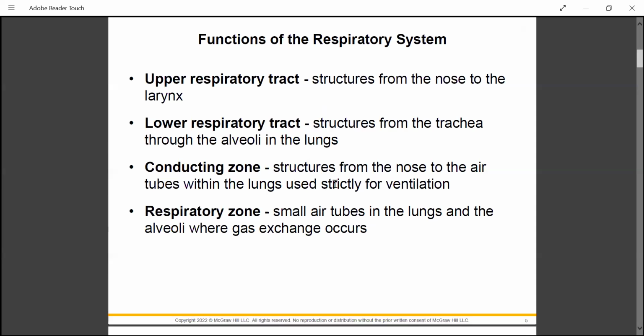The conducting zone is from our nose all the way into our bronchioles, or the smaller bronchi, that are just ventilating. So no gas exchange is occurring in the conducting zone. The respiratory zone is the capillaries, our terminal bronchioles or respiratory bronchioles, and the alveoli, where we're actually having gas exchange occur. So upper and lower, and then conducting versus respiratory. It makes sense, it's just conducting the air to the respiratory zone.